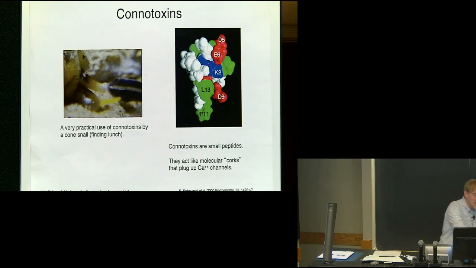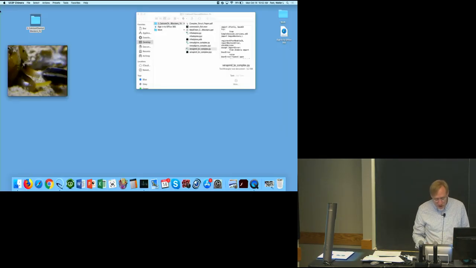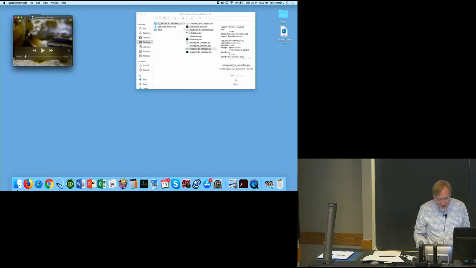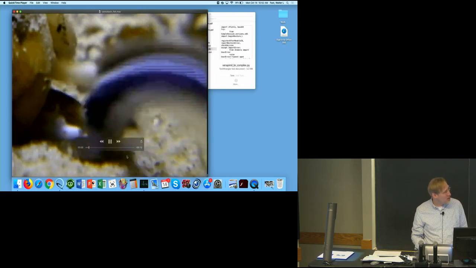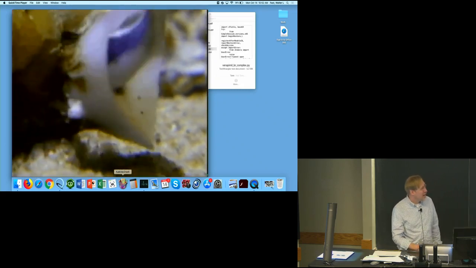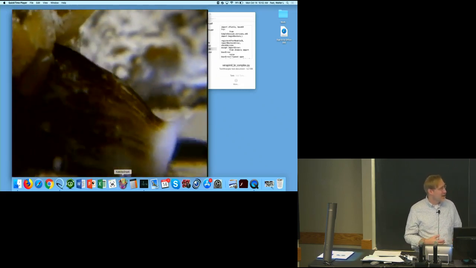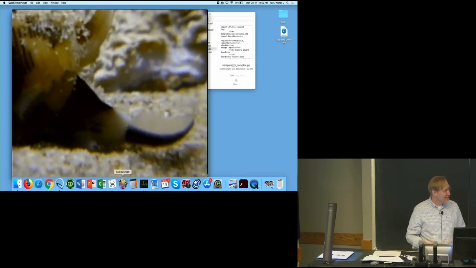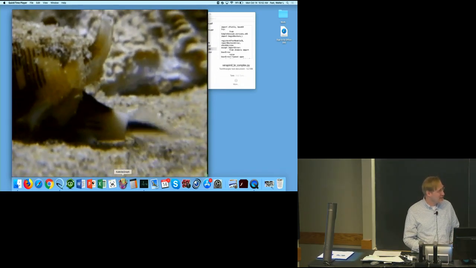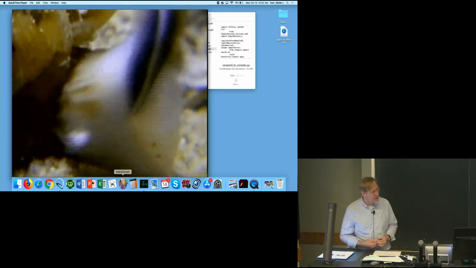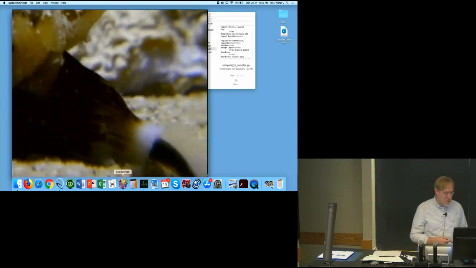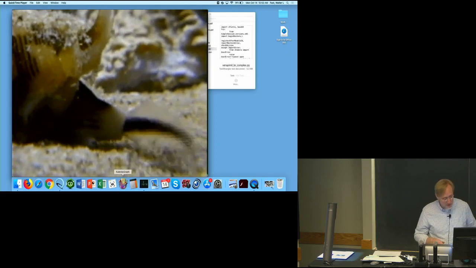There's a cool video. It's not gory, but maybe I should warn you. Here's the snail on the left-hand side of the screen, with a little harpoon to the fish. He harpoons the fish, and the fish slows down as the conotoxin takes effect, and then he just engulfs it and eats it. I guess the snail isn't susceptible to the same inhibition of its calcium ion channels. But that's a cool, maybe very practical application of the conotoxins.